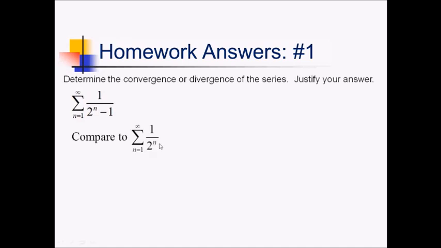Now this series here has a common ratio of 1/2, absolute value of that. It's geometric, common ratio of 1/2. Since that's less than 1, we know this is going to converge. So we just have to figure out which comparison test to use. Now right here, this denominator is smaller than the comparison series, which means overall this is a larger fraction than what we have here. So that's the wrong way if we want to use direct comparison.